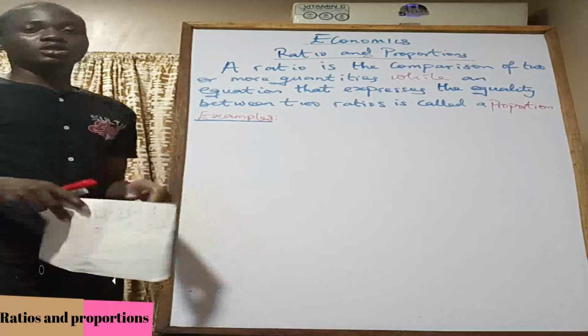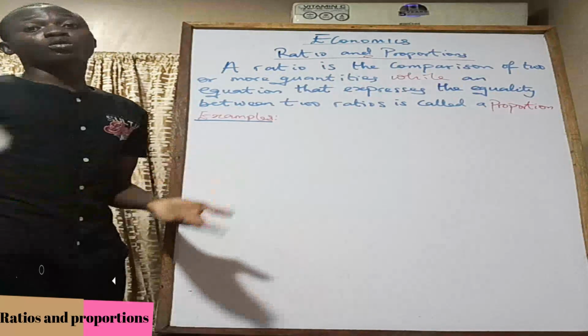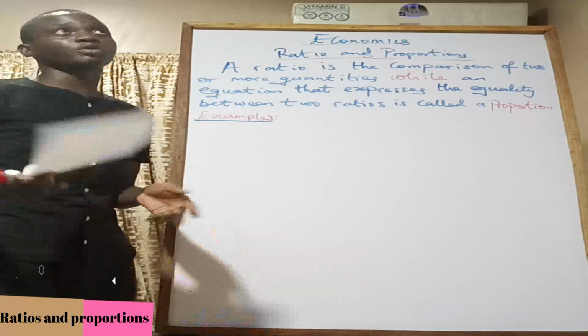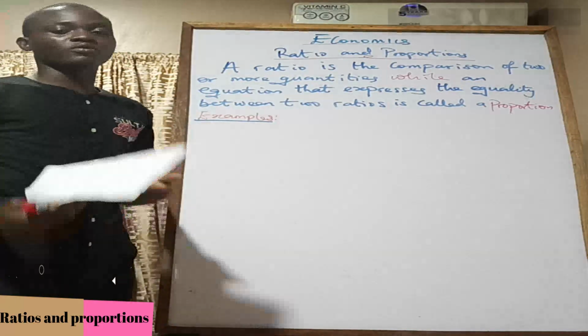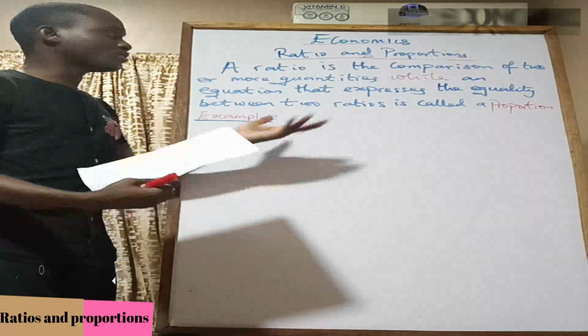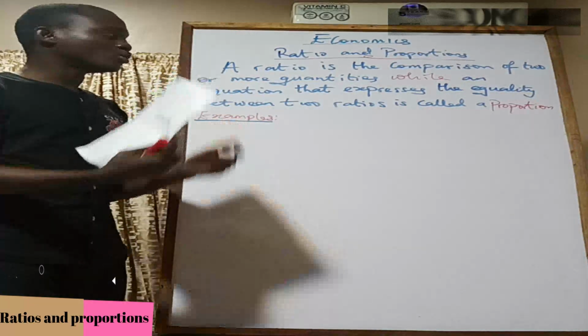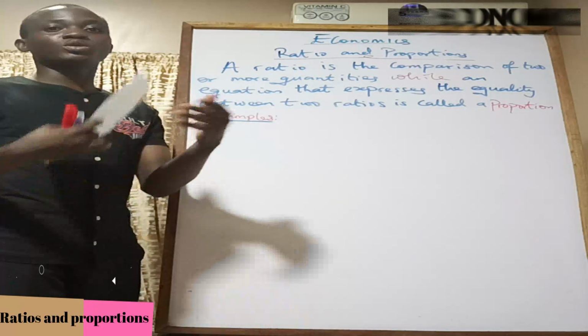So, basically, a ratio is just a comparison of two or more quantities, like something shared in ratio 3, ratio 2, ratio 1, and all of that. While a proportion is an equation that expresses the equality between two ratios, right? So a proportion is an equation that expresses the equality between two ratios.